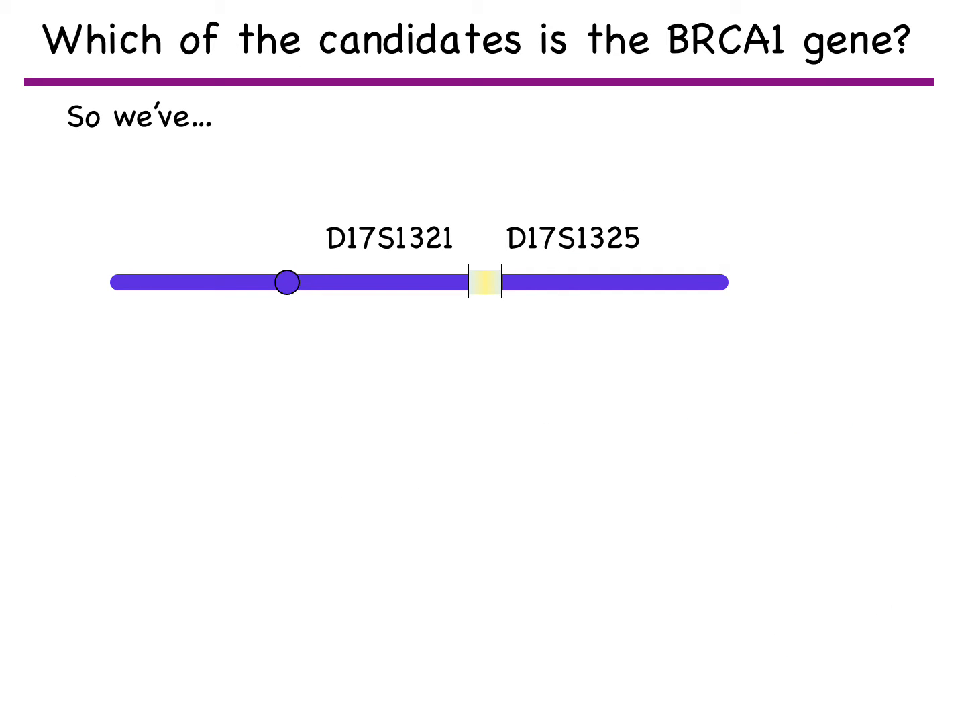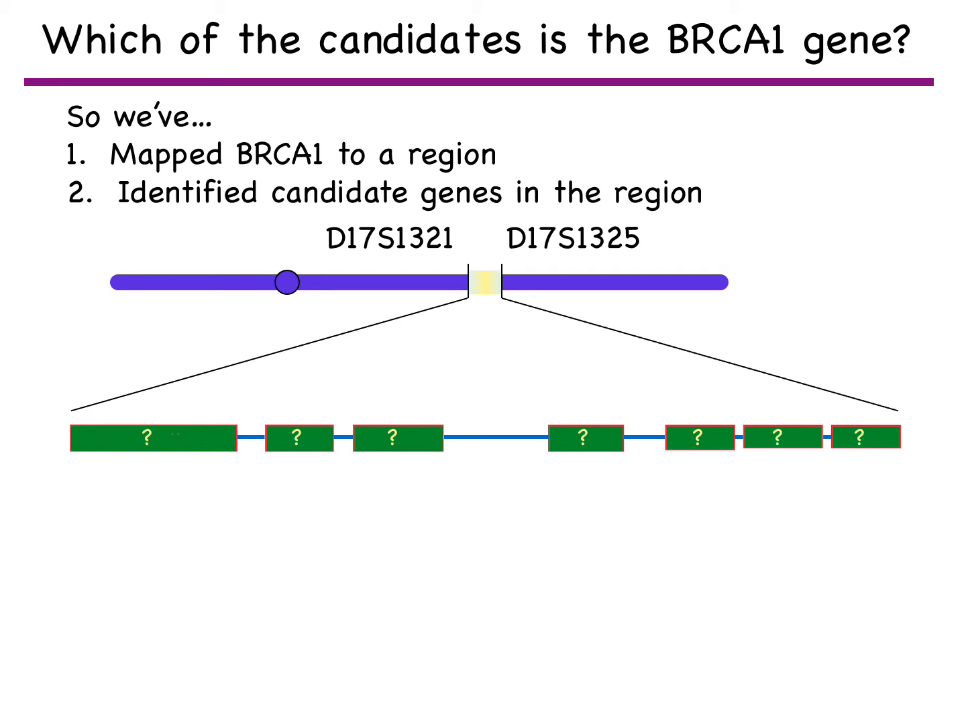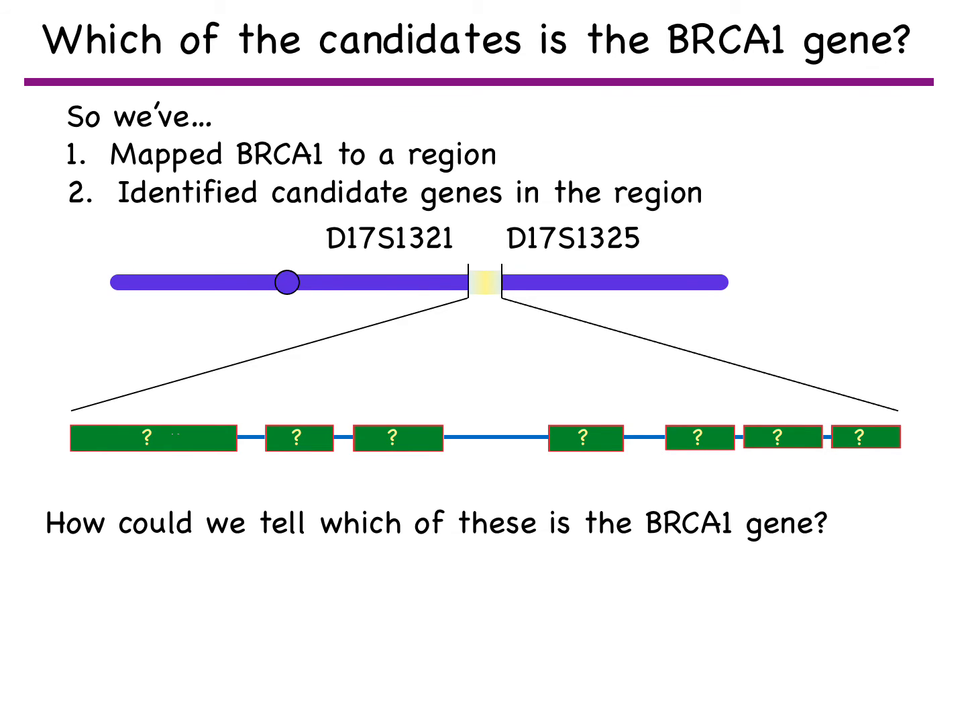Okay, so let's say you performed all these analyses, and you've identified all the genes in this region that are flanked by the two polymorphic markers that are segregating with the BRCA1 trait. You've mapped it to a region, you've identified all the candidate genes in the region, but we still don't know which of these genes is the gene of interest. So how can we tell which of these is the BRCA1 gene?